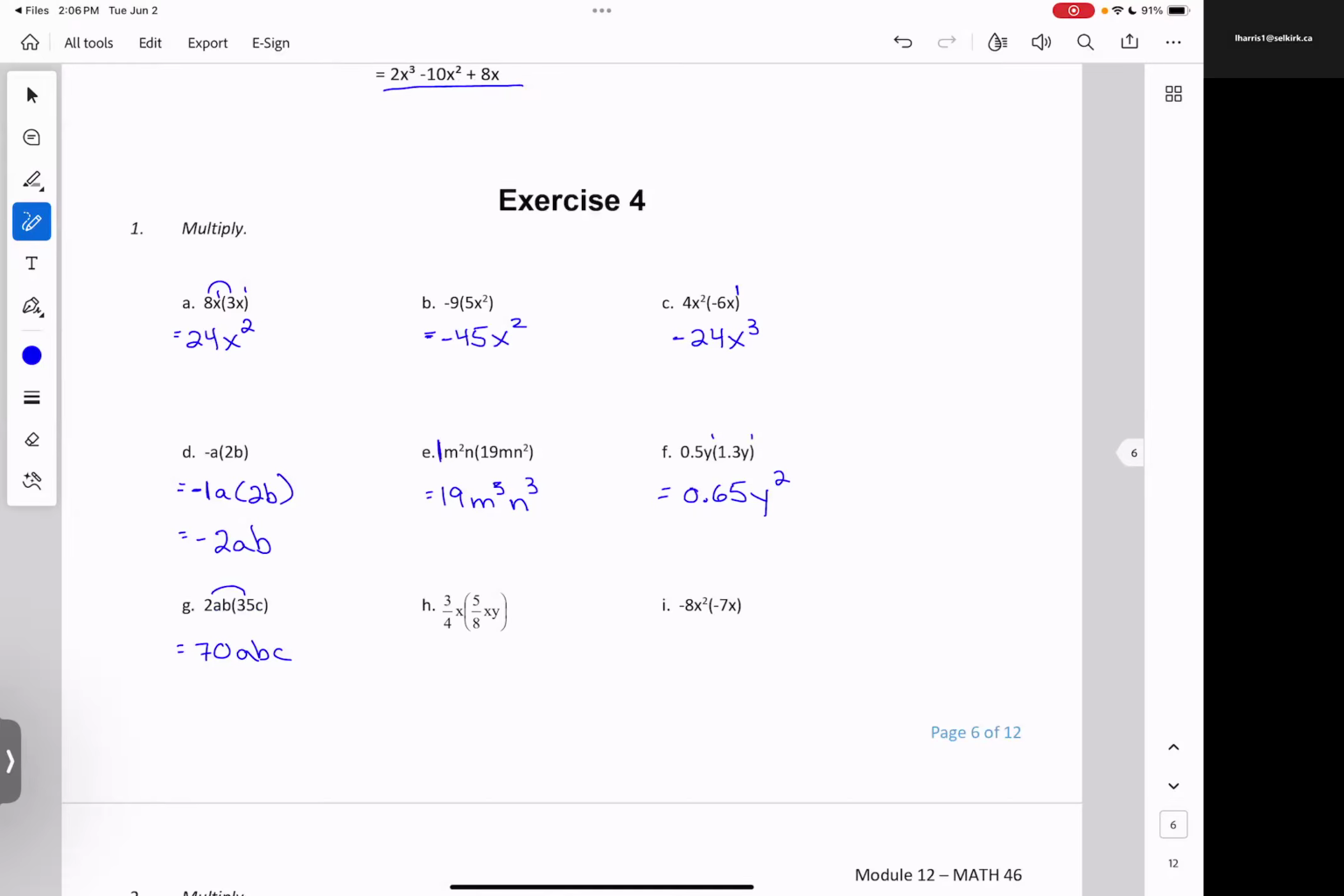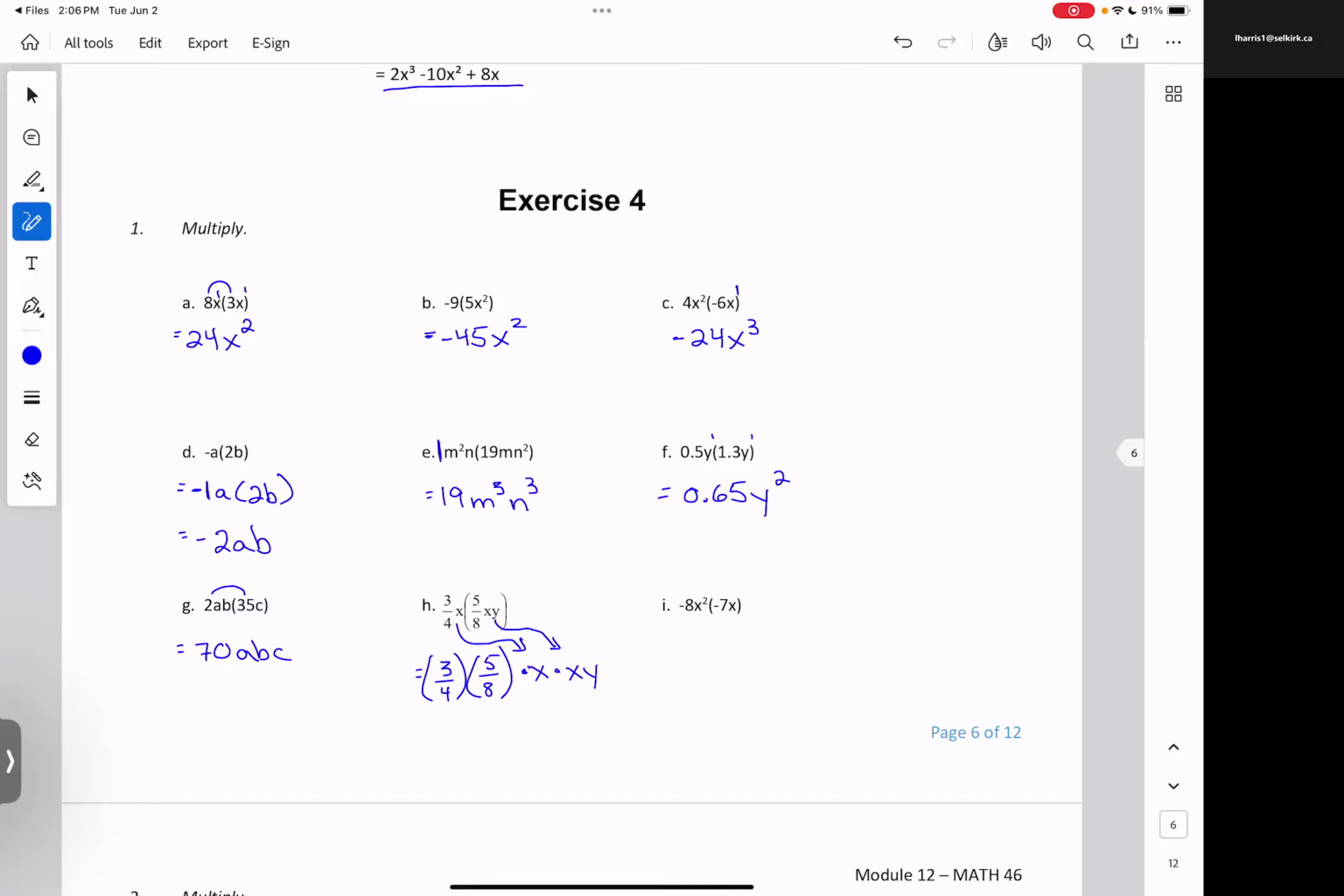Okay, next one we've got fractions. So let's reorder this. So we've got our coefficients out front. This is multiplication, so we can do it in whatever order we want. So I'm just putting those next to each other. Then I've got this x here. I just don't want to forget about that. And then I've got this xy.